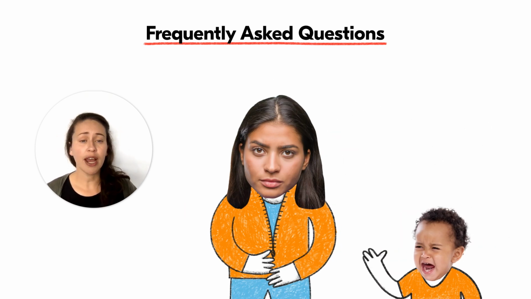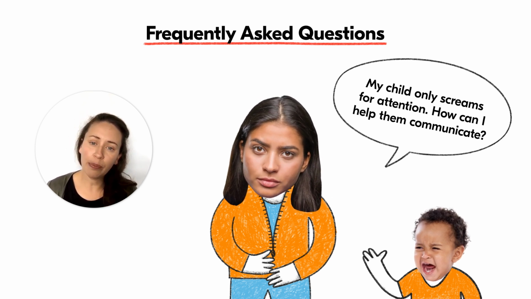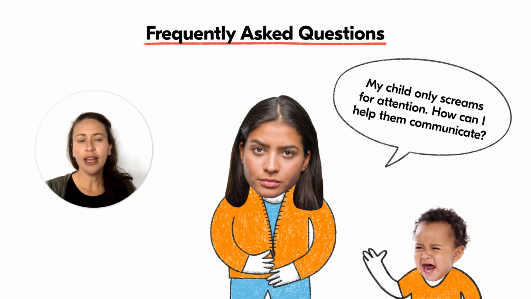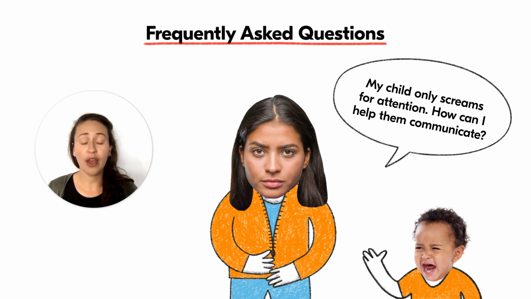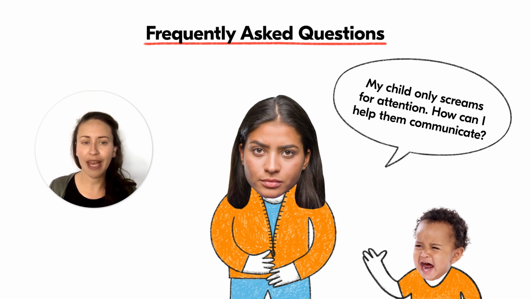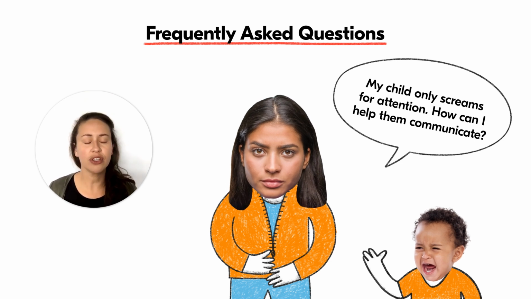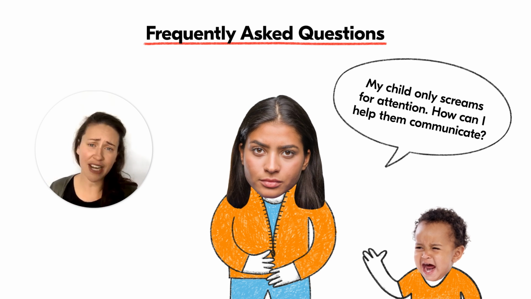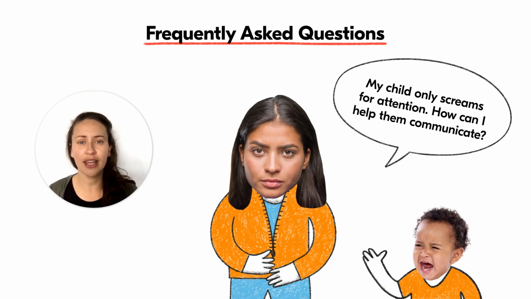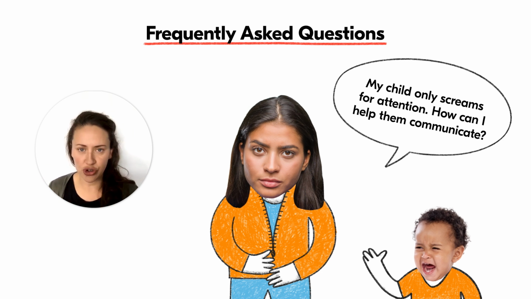Then the next question: my child only screams for attention. How can I help him to communicate? If your child is receiving what they are screaming for, they will continue to engage in that behavior to gain access to that item, that activity, or that person. Let's say, for example, your child screams every time that they want their favorite snack, or a treat, I should rather say. If they get the treat every time they scream, that is something that they have learned: if I scream, I'll get the treat.